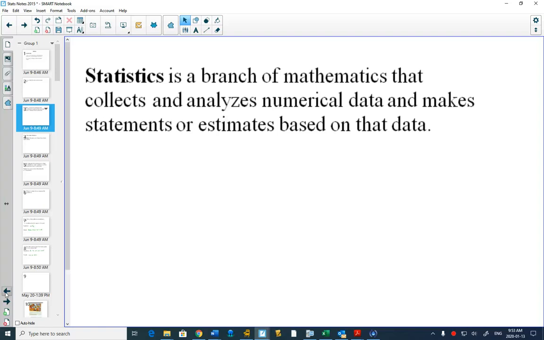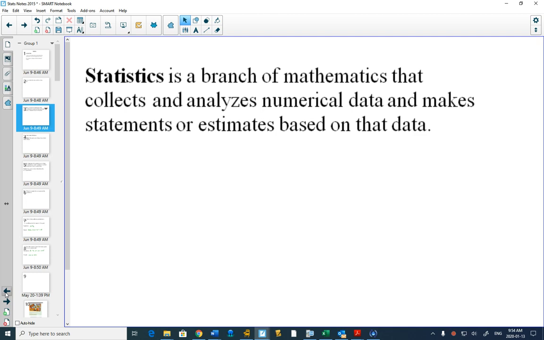Here's the definition for statistics. Statistics is a branch of mathematics where you look at data, analyze data, and you make statements or estimates based on that data. So statistics are very important in our daily lives.